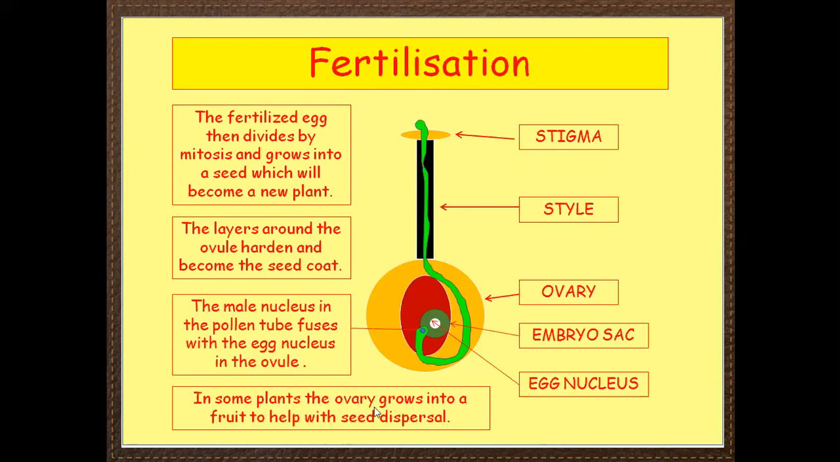The ovary grows into fruit to help seed dispersal. In some plants, this ovary will become a fruit, so that an animal eats it and that helps seed dispersal. Seed dispersal means spreading of seeds. If seed dispersal is more, it means this plant will grow in new areas. All the seeds will not grow in the same place, so there will be less competition.